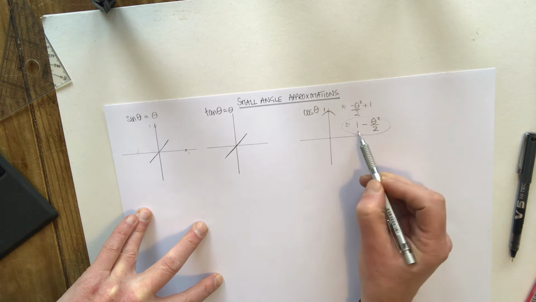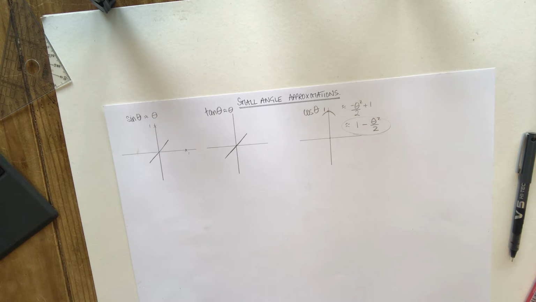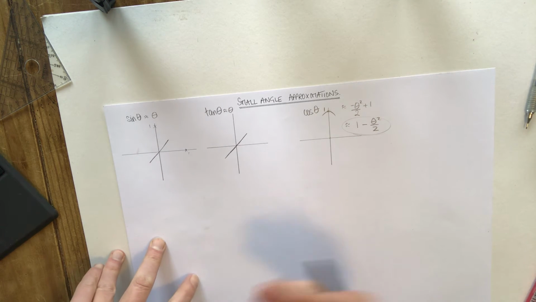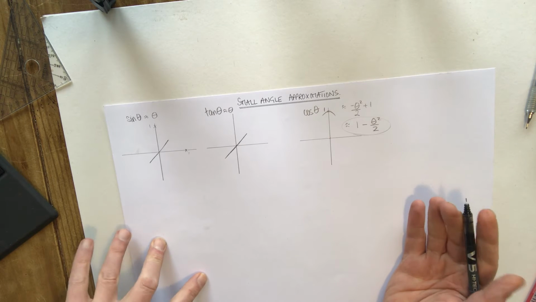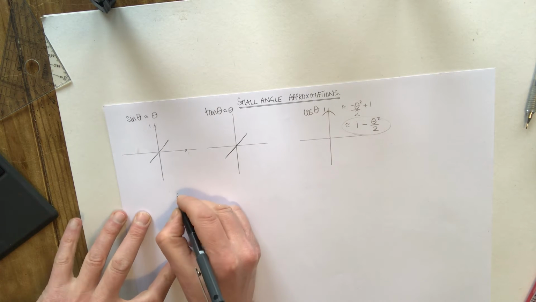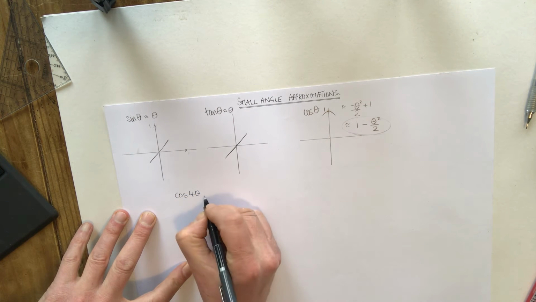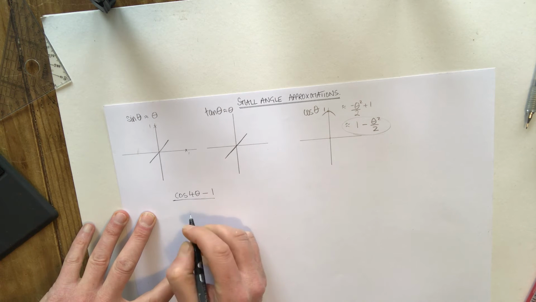So if you want to use this instead of that to work out the value of cos theta, you may do so if theta is in radians and it's very small. Okay, let's see how this can work. So this is a question taken from the textbook. We're going to work out an estimate for this.